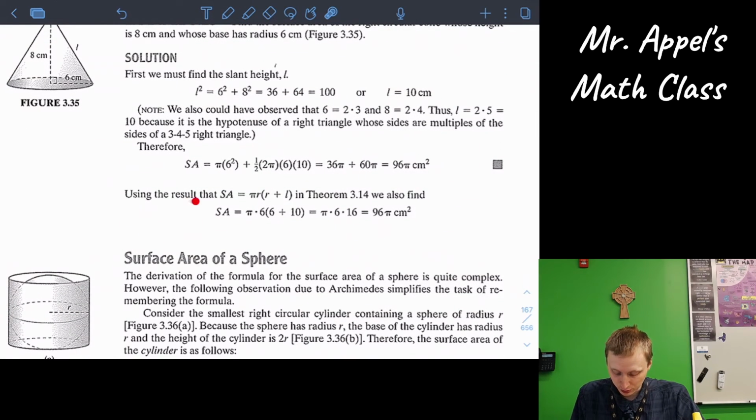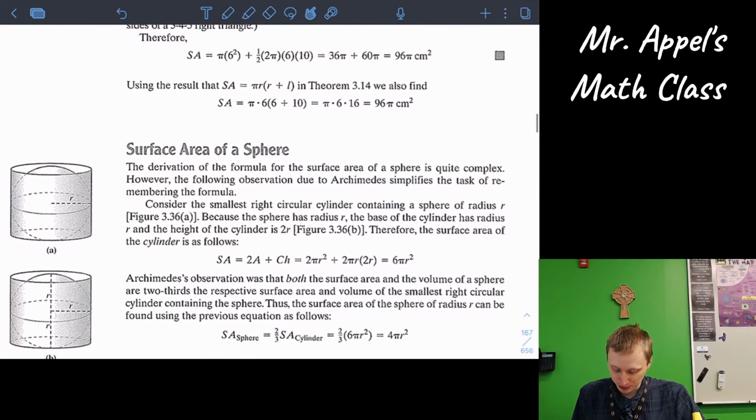Or you can use the shortcut result, pi r times r plus L. We could also do it that way, pi times 6 times the quantity 6 plus 10, or pi times 6 times 16, which is 96 pi centimeters squared. That checks out.